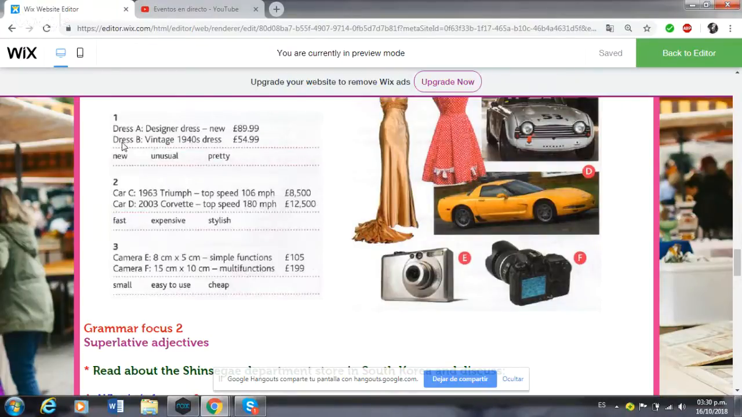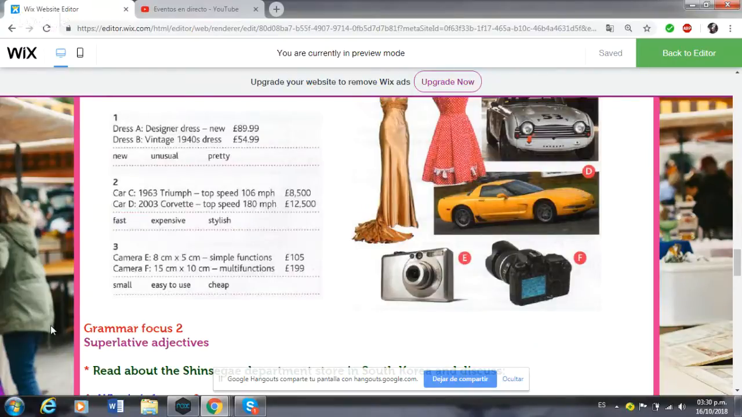In number one, you need to make sentences with unusual and pretty, about the dresses. And number two, that is about cars, you need to make three sentences with fast, expensive, and stylish. And number three, we are going to compare the two cameras with small, easy to use, and cheap.